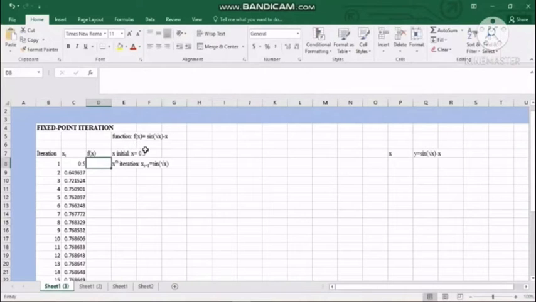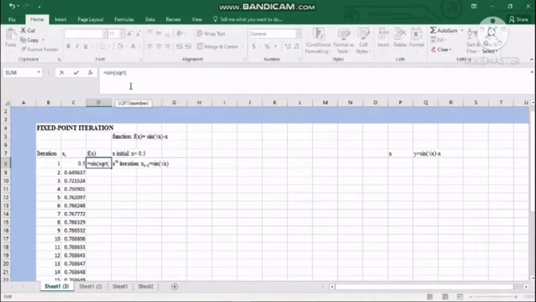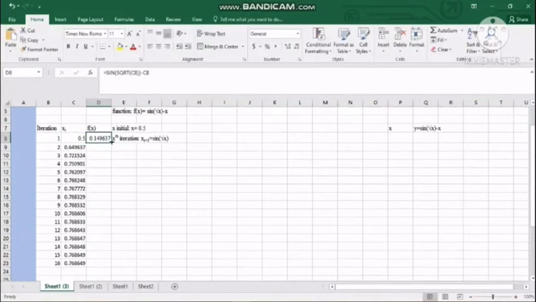And in getting the value of the function of x, we will just substitute the x into the function: sine square root of 0.5 minus 0.5, and drag it.